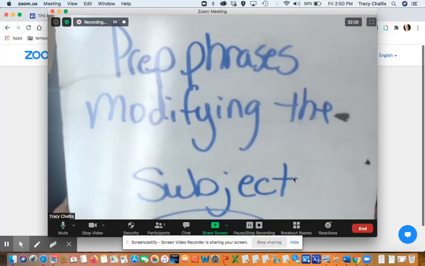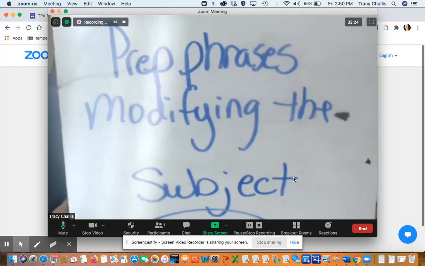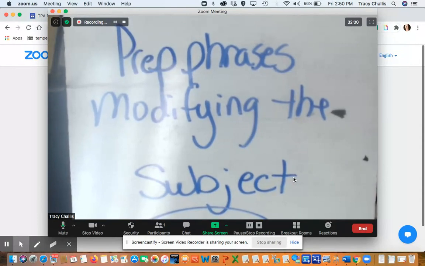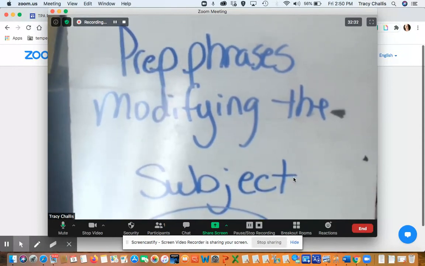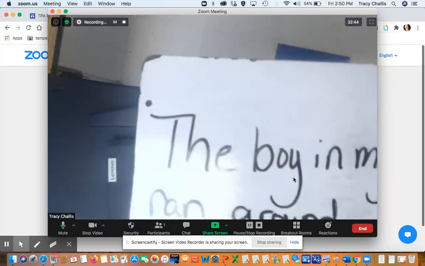Modifying the subject. And we're only right now going to talk about prep phrases modifying the subject. They do modify verbs too, but we're not going to do those yet. So we're just focusing on prep phrases modifying the subject only. And they're going to come directly after the subject in the sentence. So let's look at the two examples on your paper.